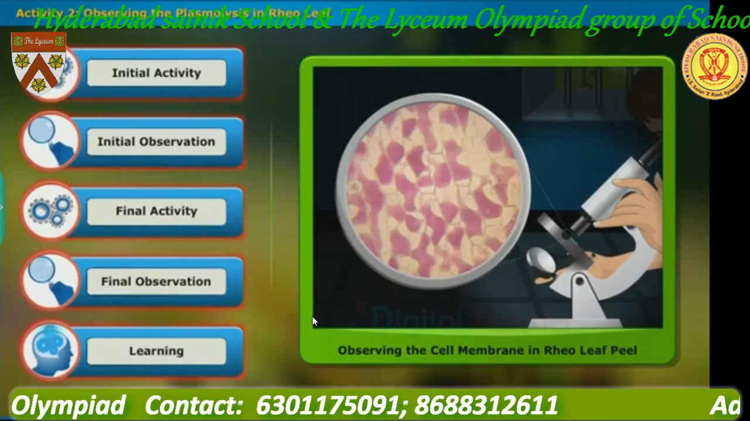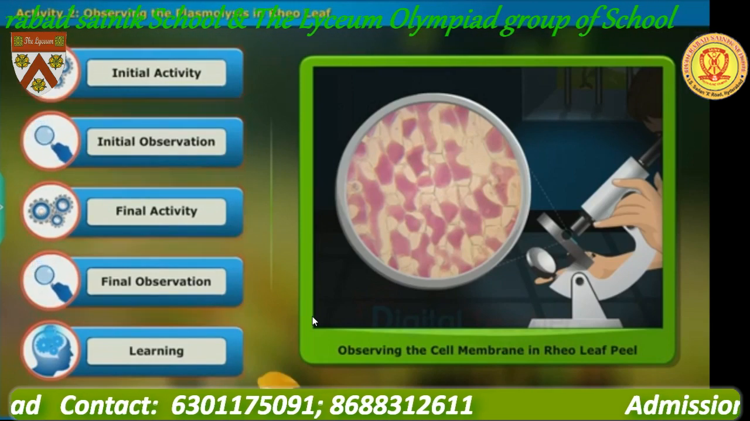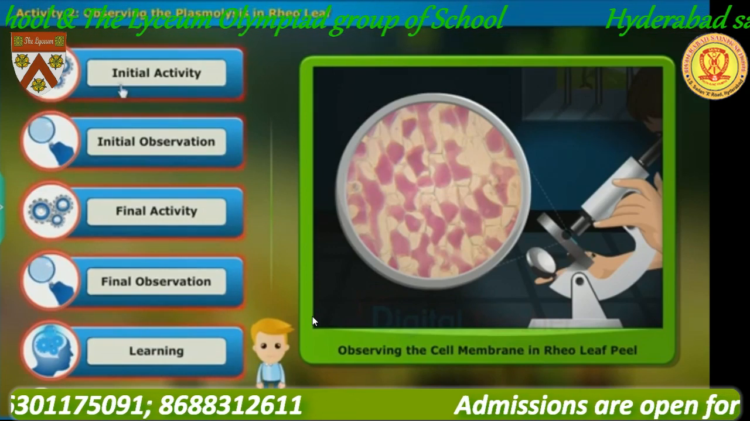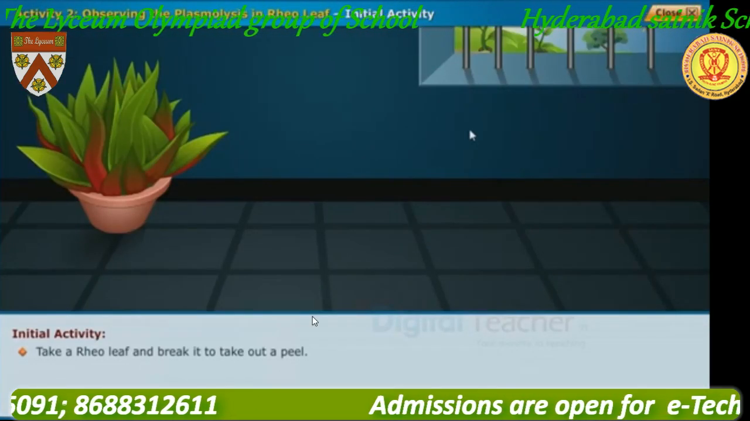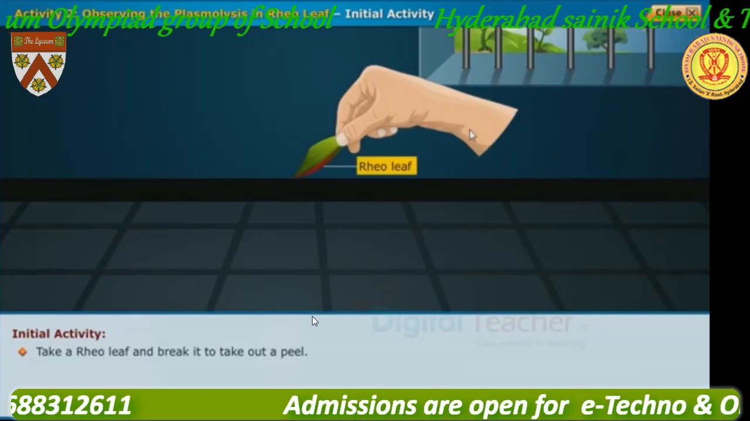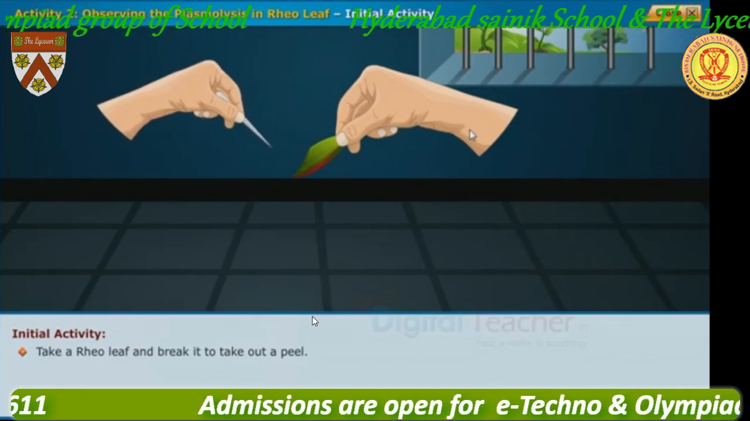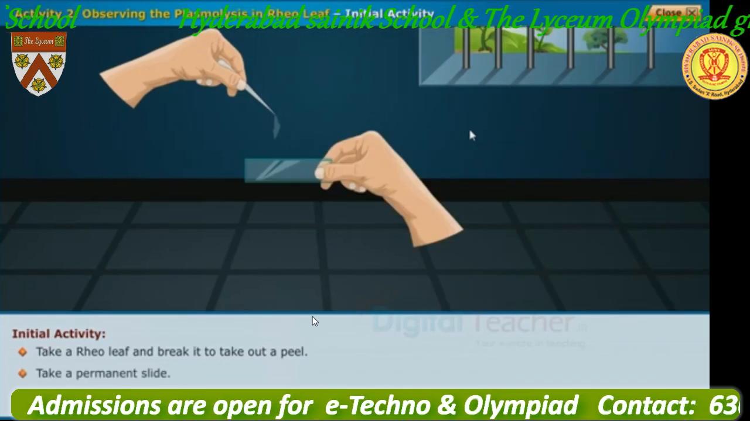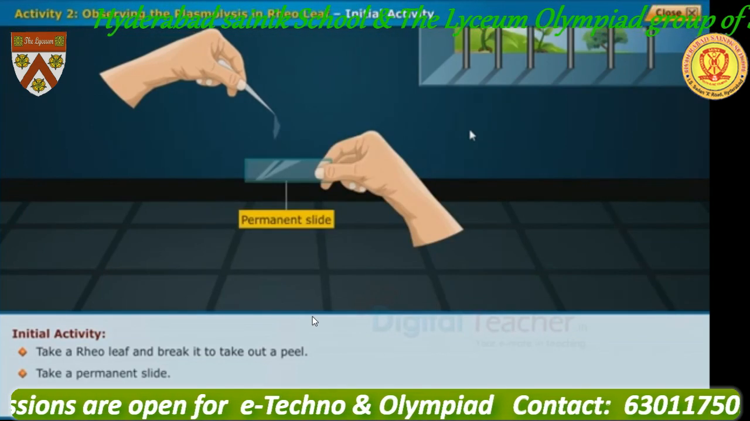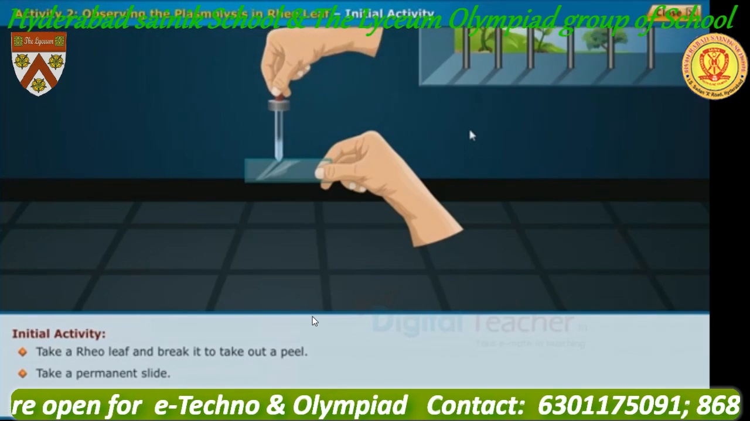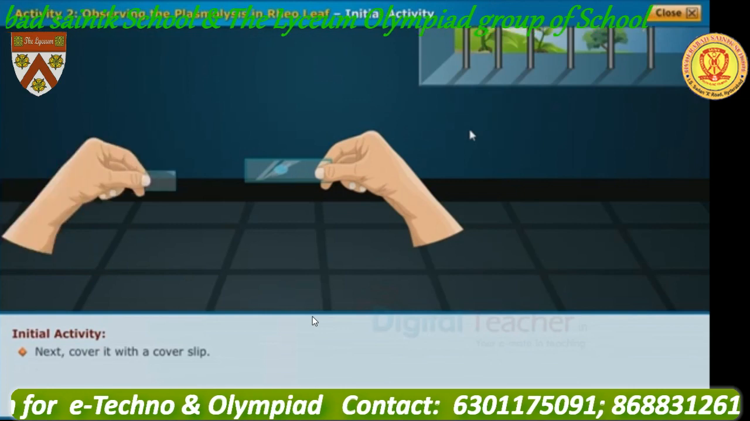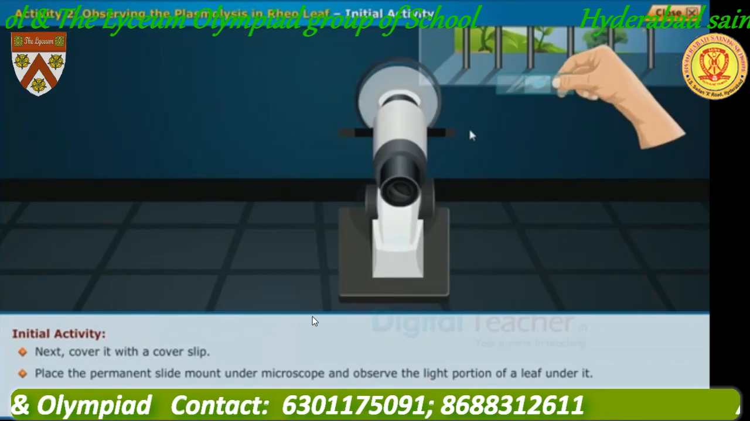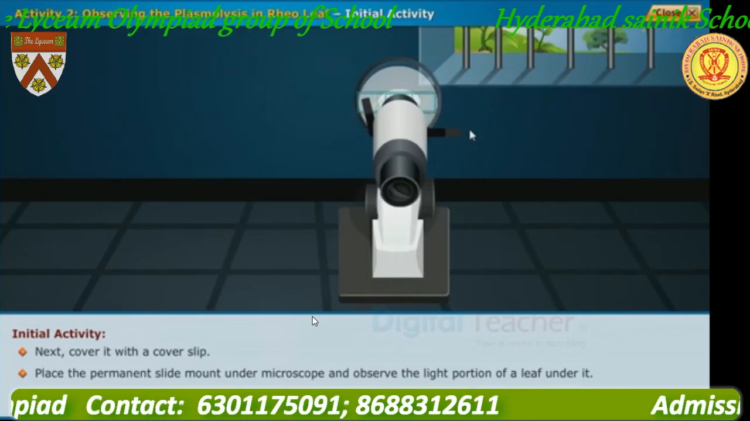Here, let us perform an activity to observe the cell membrane in real life. Click each tab to know more. Take a Rhoeo leaf and break it to take out a peel. Take a permanent slide. Place this peel on the slide and put a drop of water on it. Next, cover it with a cover slip. Place the slide under the microscope and observe the light portion of the leaf under it.